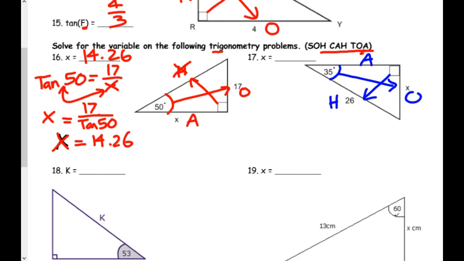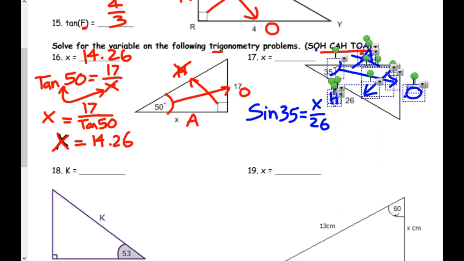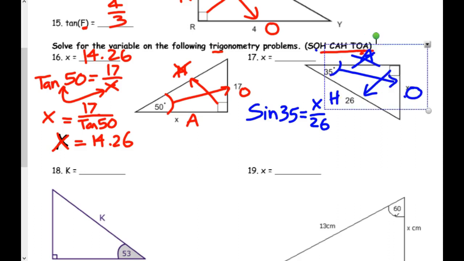And then what? Cross one of them out. So the one that has nothing on it is A. So since I have O and H, I'm going to use SOH, S-O-H. S stands for sine, then the angle is 35, and that equals O over H. Okay? Now, let me just move this real quick, or rewrite this so we don't get confused.